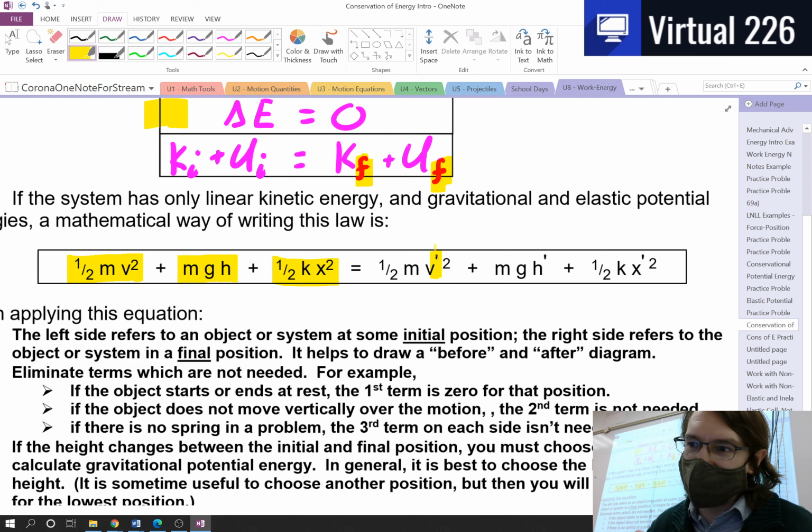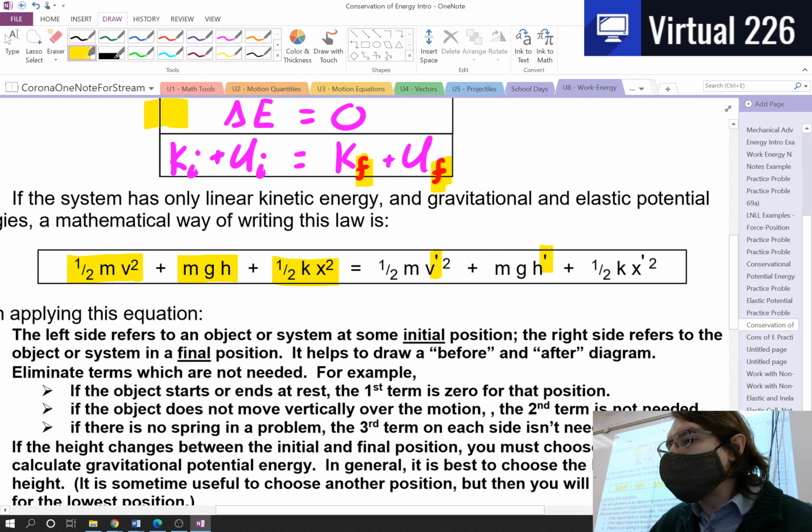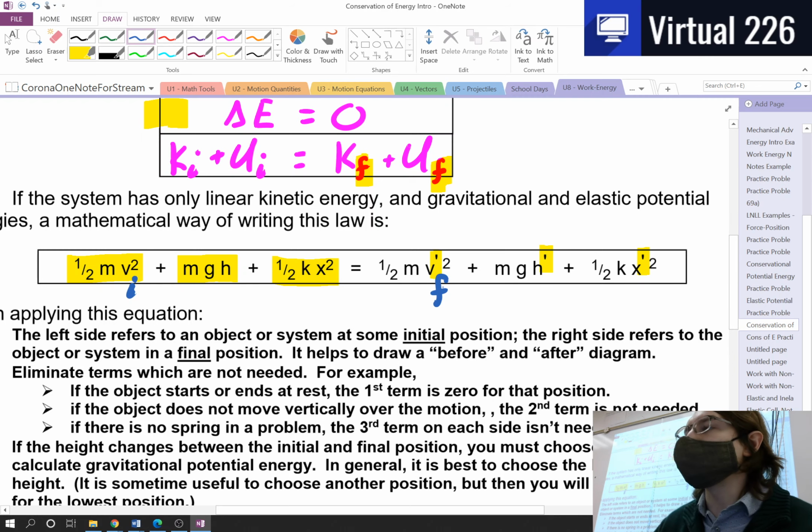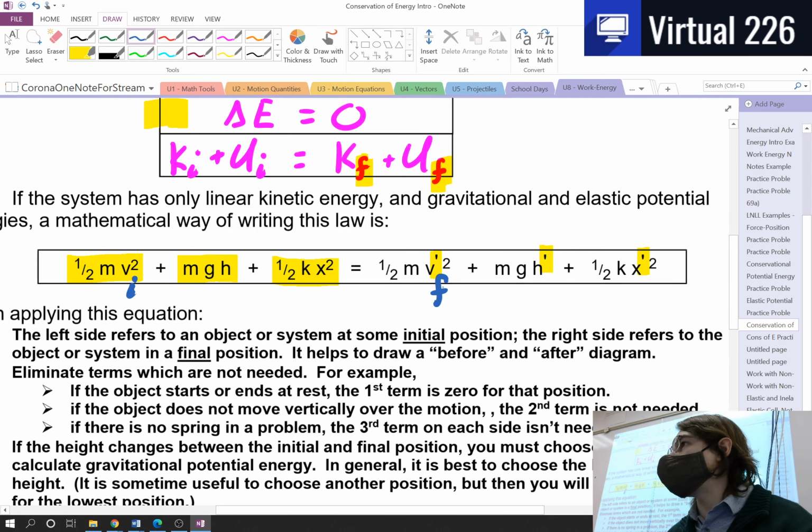If you're out there, it's not a derivative. It's just a quick shorthand saying this is the final. This is the mgh prime for the final potential energy. This is the 1/2 kx squared prime for the final spring or elastic potential energy. If you don't like writing these primes for the final and nothing for the beginning, you can still write initial and final. There is nothing wrong with that.